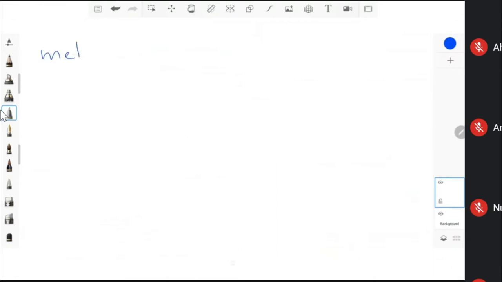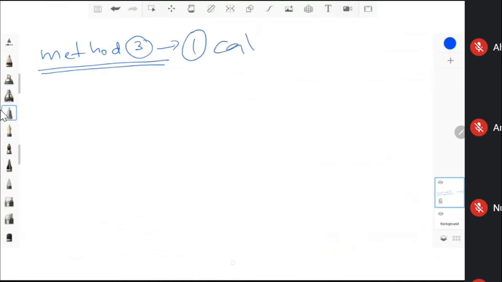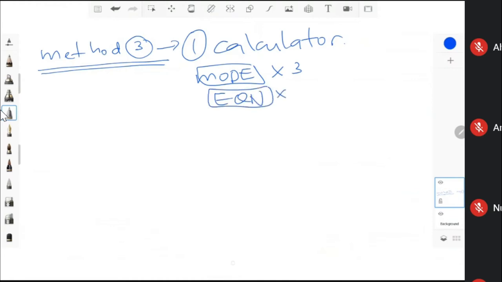Now, method 3. Don't worry, if you don't understand, I will explain again next class, because method 3 is a bit complicated. Now, let's look at some questions. Method 3, you can use a calculator, which I don't encourage you to do. I will teach you how to do it. You press mode 3 times and go for equation. Okay? And then press this button 2 times and then key in A, B, and C. So what is A, B, and C?